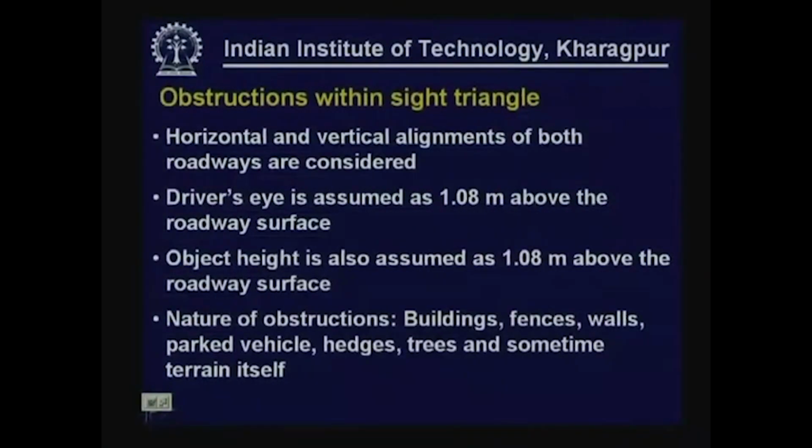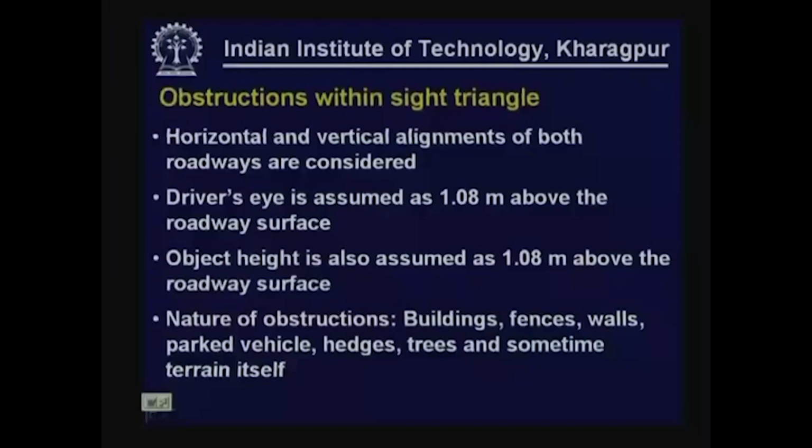So, therefore, the height of the driver's eye above road level and the height of the object above road level, both are to be specified. In AASHTO, both are taken as 1.08 meter, because both are actually vehicles. It is the same height which was used earlier when we discussed passing sight distance and the design considerations and provisions in terms of AASHTO recommendations.